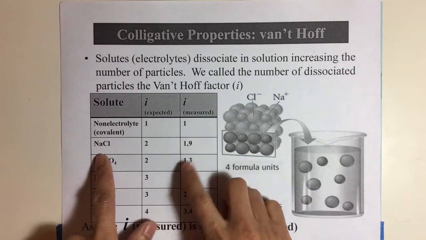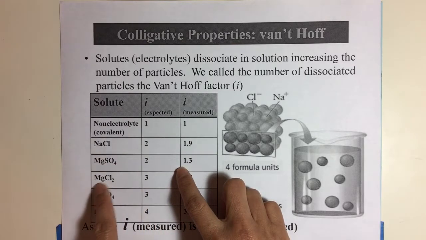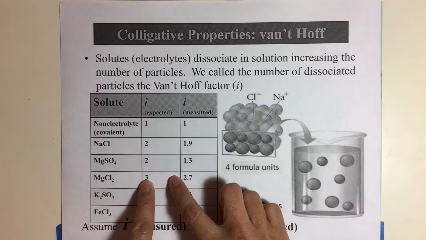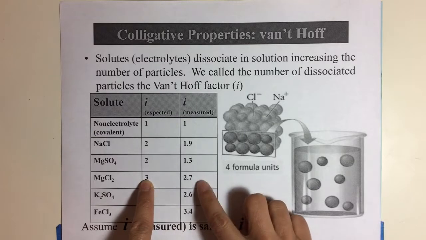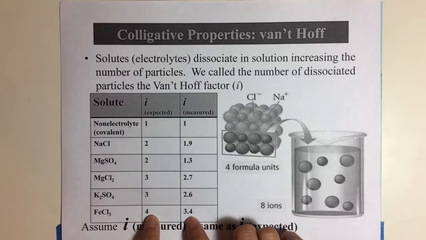So let's look at sodium chloride. Sodium chloride will contribute 2 particles. Magnesium chloride will contribute 3 particles, theoretically. However, measured experimentally, it only contributes 2.7 particles. Iron(III) chloride contributes 4, but again, it's experimentally 3.4. But we're going to assume the i measured is the same as the i expected.